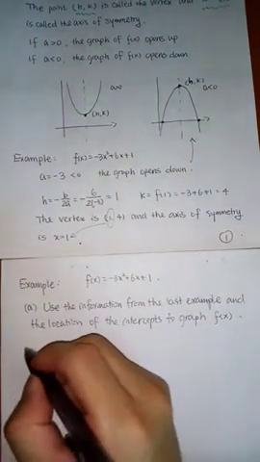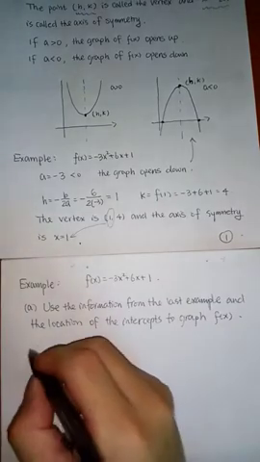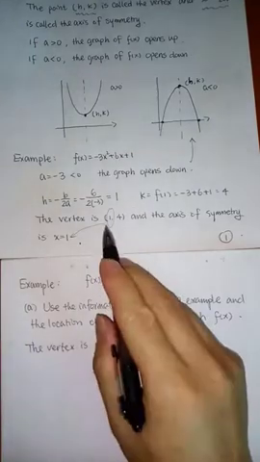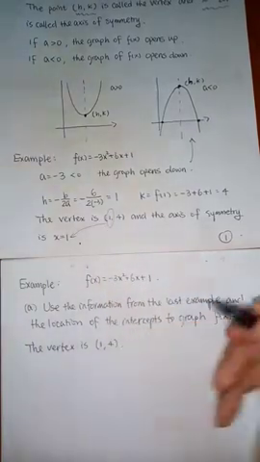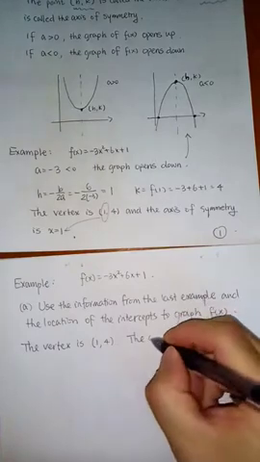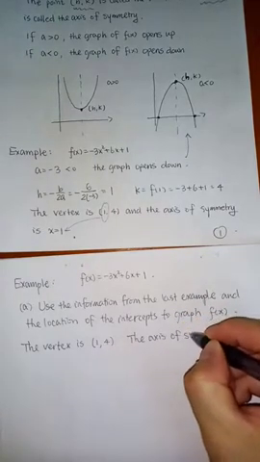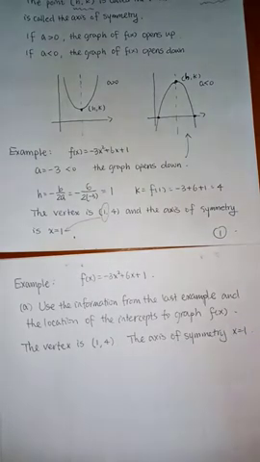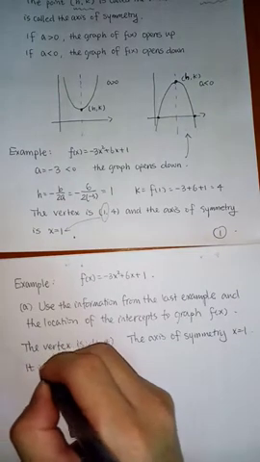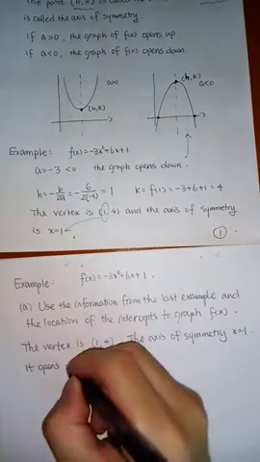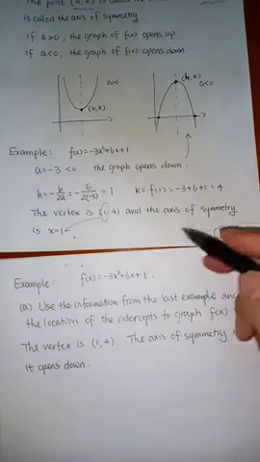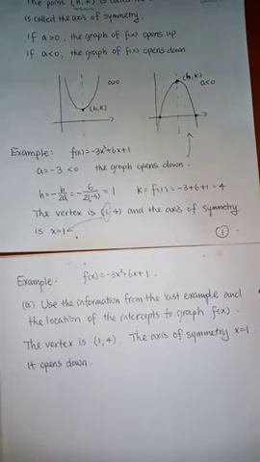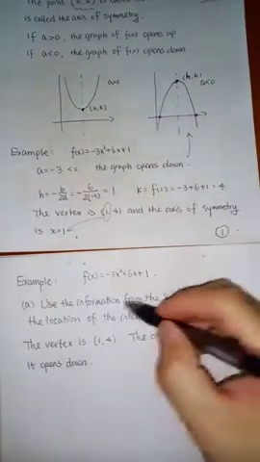Okay, let's do it one by one. So the vertex, we got it, it is (1, 4). The axis of symmetry is x equal to 1. It opens up. Sorry, it opens down. Did I write it down? Opens down, yes. A is negative 3, so it opens down. Okay, so that's the information from the last example.